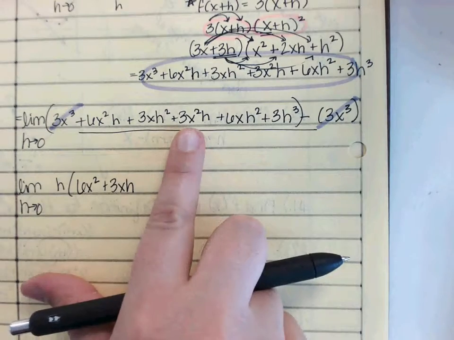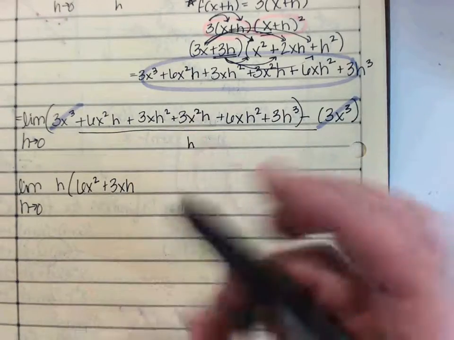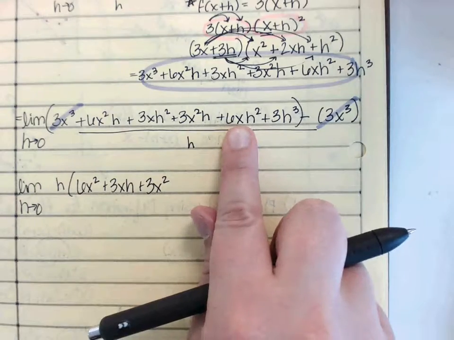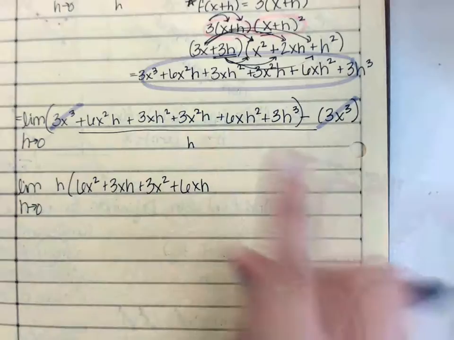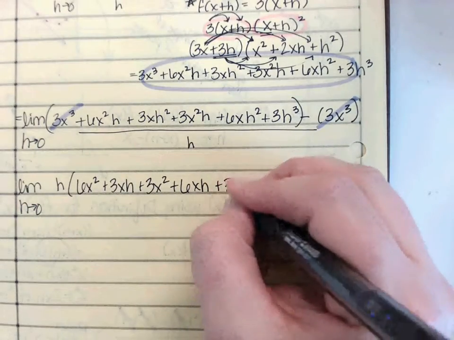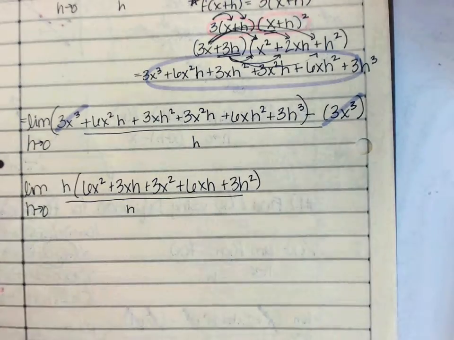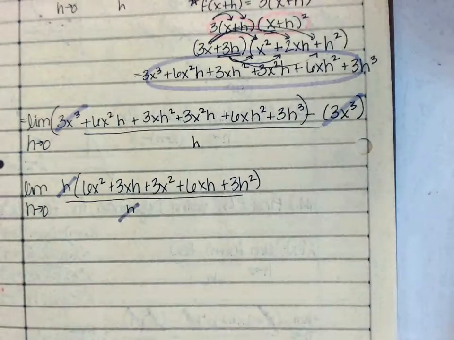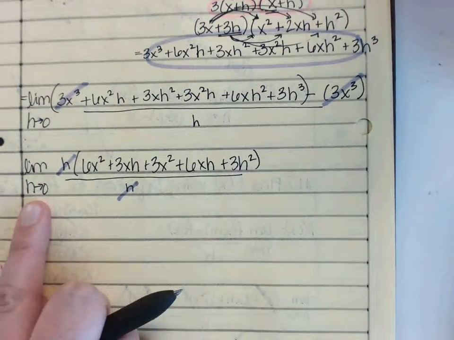Okay, next term here. 3x squared h, I take the h out, what's left? 3x squared. Okay, next guy here. He loses an h. What's left over? 6x. And then last one? 3h squared. Okay, good. Then I have my h on the bottom. These guys cross out. And what was h approaching now that I don't have a denominator? 0. So I'm putting a 0 everywhere that I see an h.